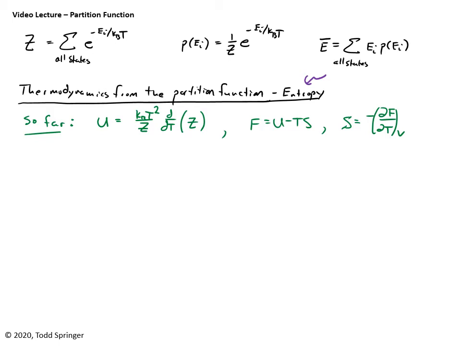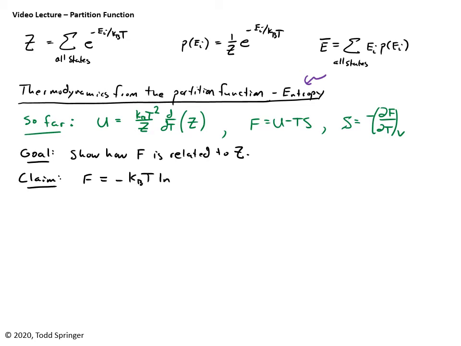Now, my goal here is to show how F is related to Z, so that way I could get entropy if I knew Z. And I'm going to claim that F is equal to minus k_B T natural log of Z. Okay. And now let me try to prove it.